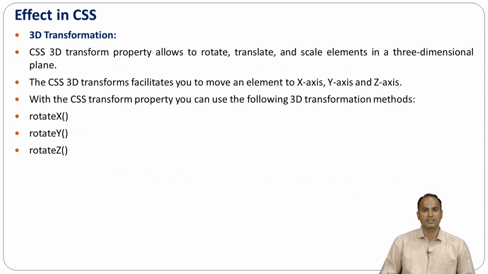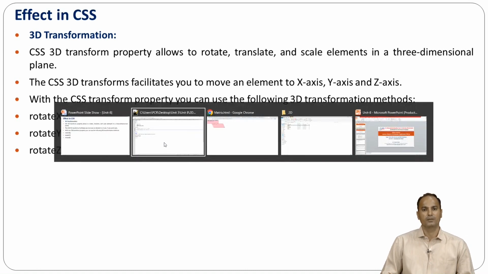Moving next is 3D transformation. The CSS 3D transform property allows you to rotate, translate and scale elements in a 3-dimensional manner. The CSS 3D transform facilitates you to move an element along the x-axis, y-axis and z-axis. With the CSS transform property, you can use the following 3 transformation methods: rotate x, rotate y and rotate z. Let's try to understand the 3D mechanism using an example.